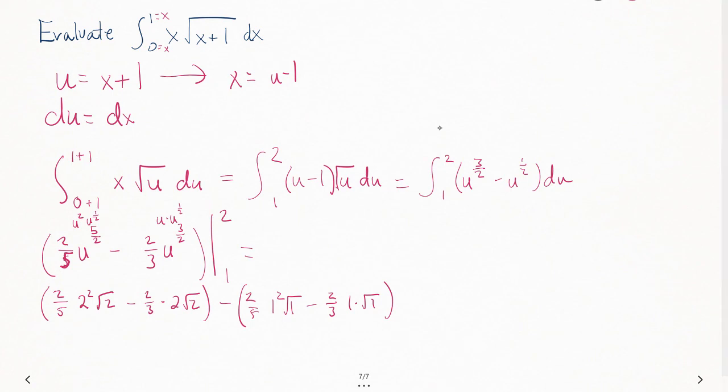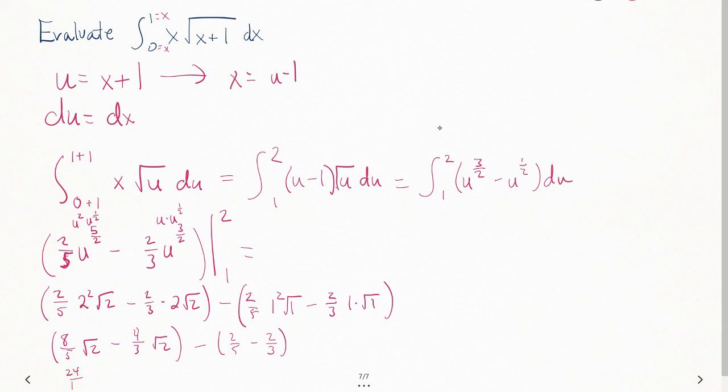Wowzers, right? Well, when you take a look at this, what do we get? We get 4, that makes 8/5 square root of 2 minus, this would be 4/3 square root of 2. Minus, this will be just 2/5 minus 2/3. Okay, in order to do this, we got to get a common denominator. So our common denominator would be 15 in either case.